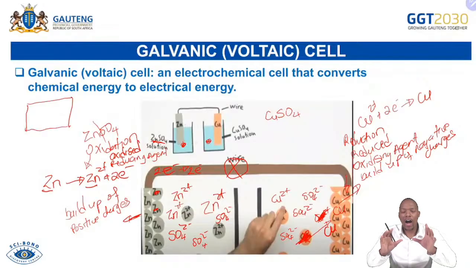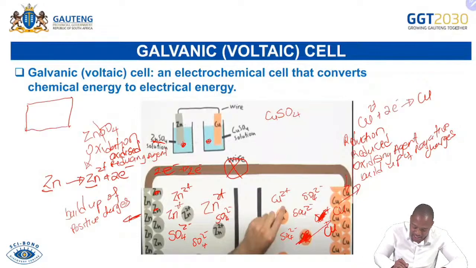Okay? So how can we solve this issue? Comes in this thing that we talked about. We put in a U-shaped thing, right? And this U-shaped thing is called what? A salt bridge.